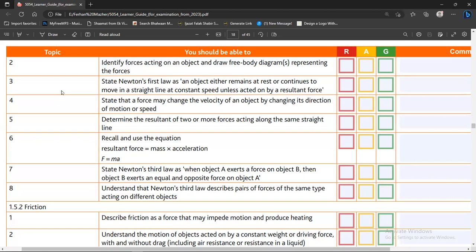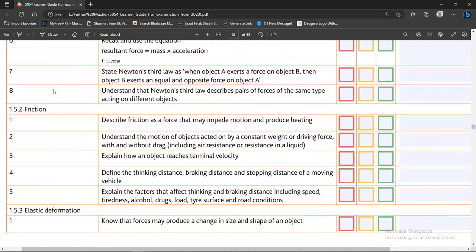State Newton's third law as when object A exerts a force on object B, then object B exerts an equal and opposite force on object A. Understand that Newton's third law describes pairs of forces of the same type acting on different objects.